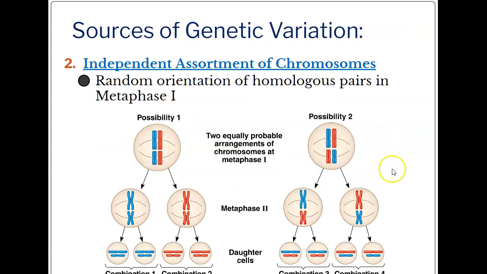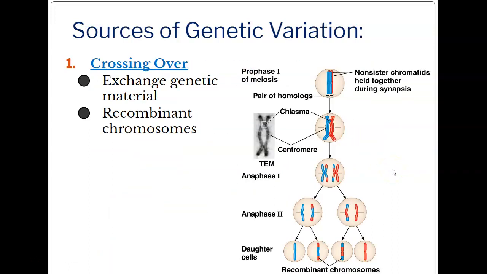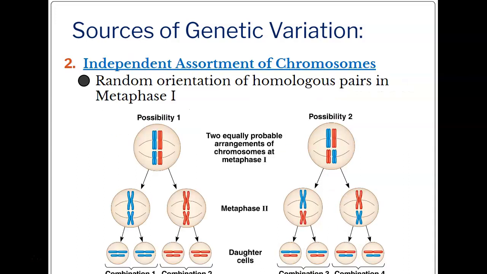Okay, so I mentioned genetic variation and how crossing over helps to enhance that. And genetic variation is good in the grand scheme of things because the more genetic variation you have, the more likely a species will be able to survive whatever conditions it's in. So this crossing over allows you to recombine chromosomes and get unique combinations.